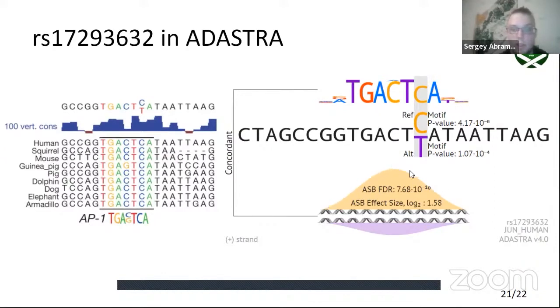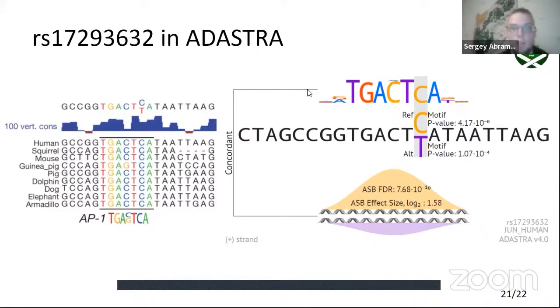As you can see, the yellow hue is a little bit bigger than the purple one, meaning that the transcription factor prefers to bind to the reference allele. And we expect there will be 3 times more reads on average on the reference allele, according to this effect size. So Adastra data can be used to understand the mechanisms underlying some potentially causal variants.